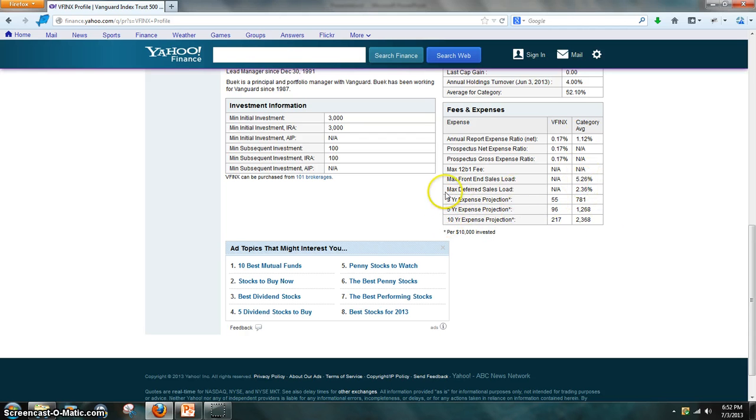It's important to look at these bottom 3 because they're very telling. It says 3-year, 5-year, and 10-year expense projections. So what is this going to cost you per $10,000 invested? For the Vanguard fund, it's $55 over 3 years, $96 over 5 years, and $217 over 10 years. And the category average over 3 years is $781. Over 5 years, it's $1,268. And the 10-year expense projection for the category average is $2,368. So a lot of money being taken there in expenses and fees. This is always a better option, I feel.